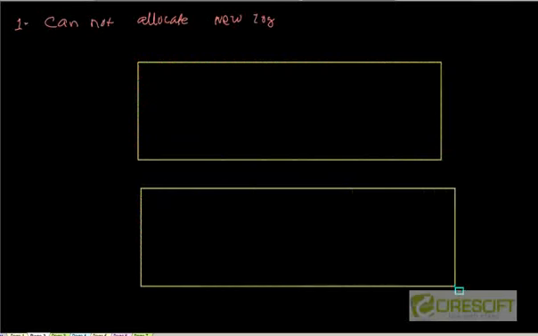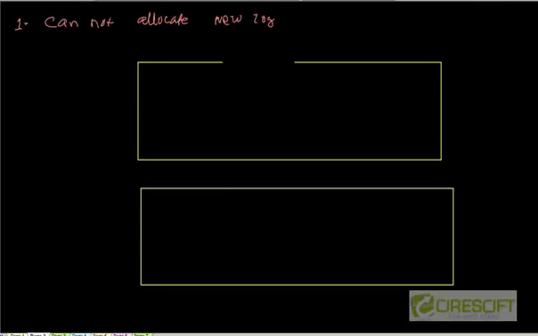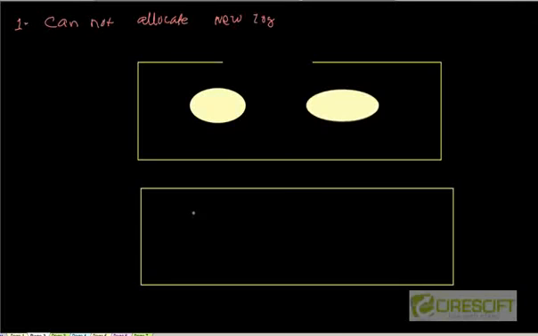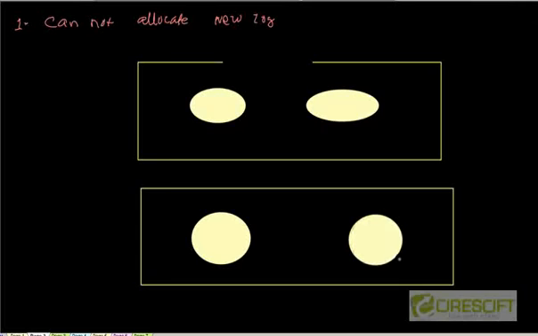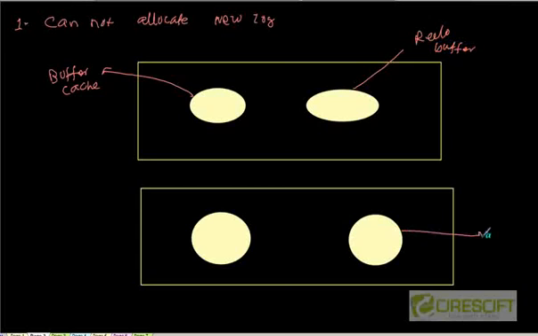Okay, so before that, let's draw that diagram. Essentially this is the Oracle database. This is our buffer cache, then this is our redo log, and then we have the data files and also the online redo. So let's write it down. This is my buffer cache, this is your redo buffer, this is my online redo, and this is my data files.